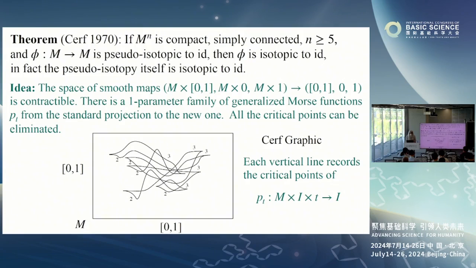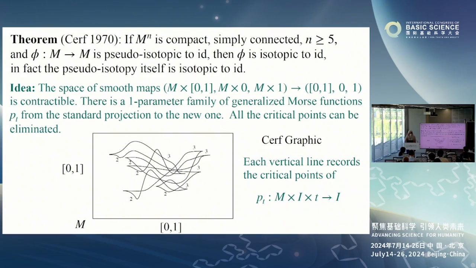Product structure is just a non-singular map of M cross I to [0,1]. In other words, it's just a non-singular Morse function on M cross I. So you have this standard non-singular Morse function in this other one. And it's a simple fact: the space of smooth projections, M cross I to [0,1], is a contractible space. So you can homotope these projections, the standard projection to other projections, from one to the other.